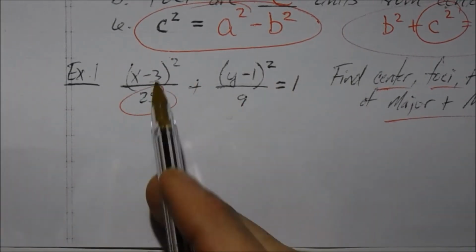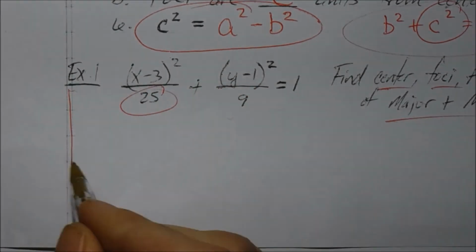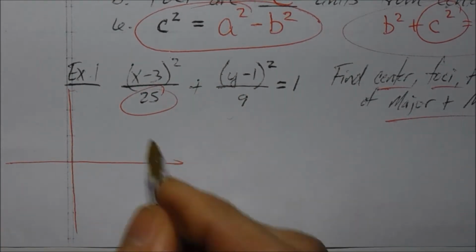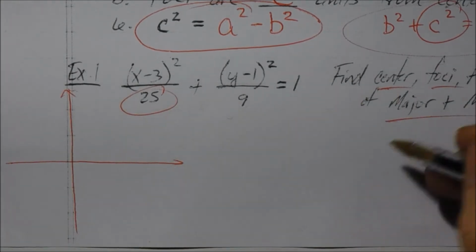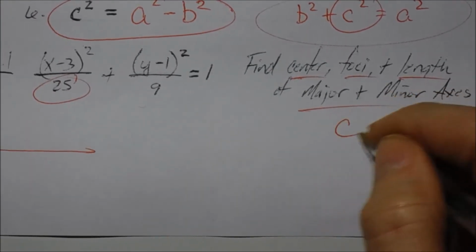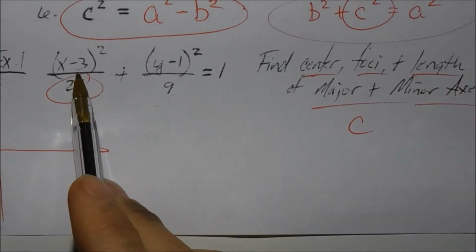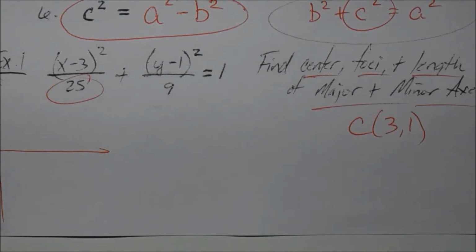The bigger number is underneath the x. Yes. So therefore, that's going to be a horizontal ellipse. Okay? Remember, a picture's worth 1,000 words. Go ahead and slam down that center. Okay? So I'm going to make a note of that center. Center is at, bingo, it's right here, 3, 1. Center's at 3, 1.